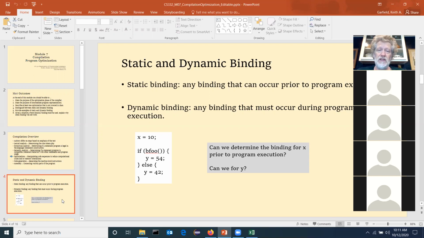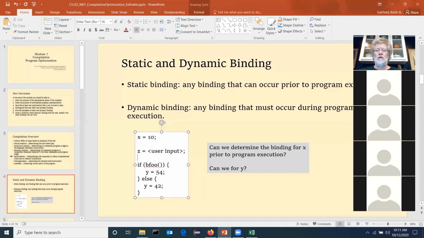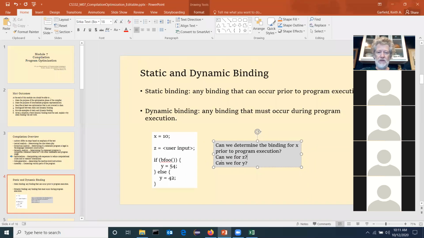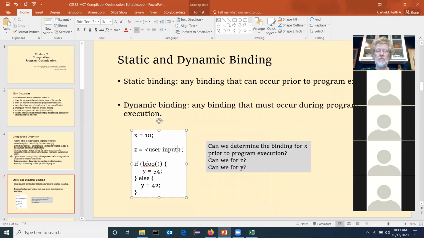But where we really get into the situation where dynamic binding occurs is when we don't have complete information ahead of time. So for example, if we were requiring, I guess that's a good example. Let me put it in there. If we don't know ahead of time what's going to happen, then we can't do the binding. So user input or any place where you have unknown information, that's going to be a place where you have to do the binding in the dynamic context while the program is running.